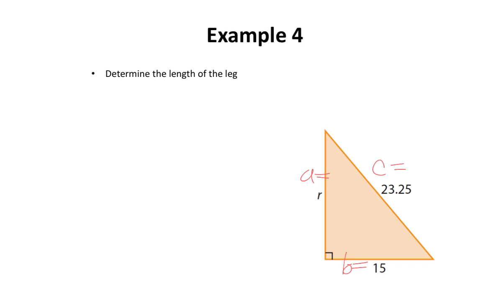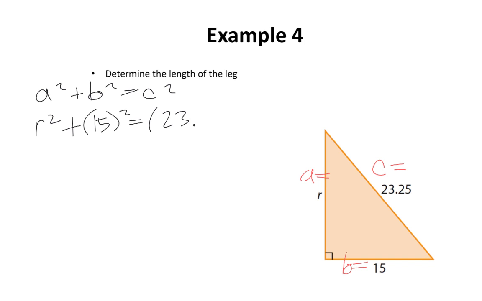So we're going to begin with our Pythagorean theorem, which is a squared plus b squared, which is equal to c squared. I'm going to substitute in my known values now. So instead of writing a, I'm going to write r. And for b, I'm going to put 15 in brackets. And for c, I'm going to put in 23.25 in brackets. Let's simplify some of these numbers.